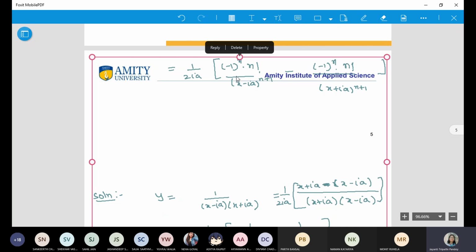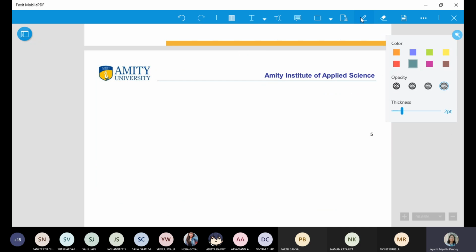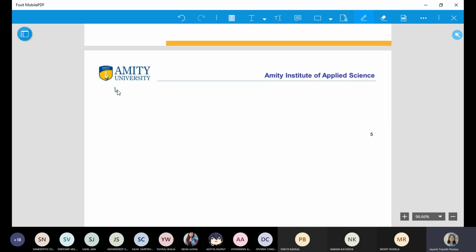Now let me clear it. And I'm writing starting from the answer part only. So yn was minus 1 to the power n factorial n. I'm taking out the common thing. Here you have 1 upon x minus ia to the power n plus 1 minus 1 upon x plus ia to the power n plus 1. Till here we did.